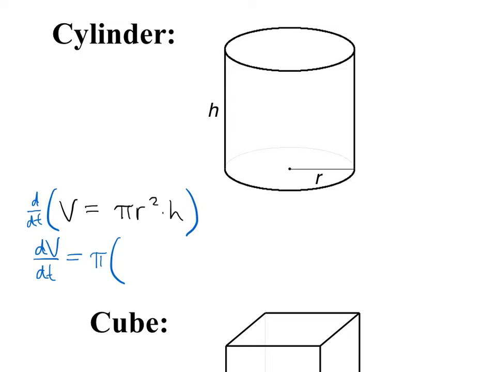For the derivative of r squared times h, I'd like to challenge you with this. Pause here and take the derivative of r squared times h. You should know what rule to use, and once you're done, check back in with the video and see if you got it correct.